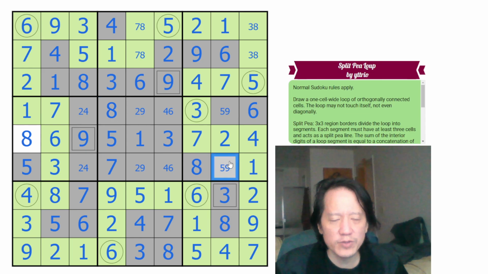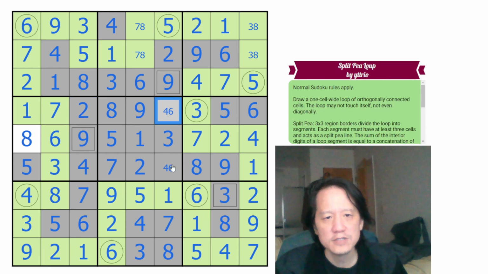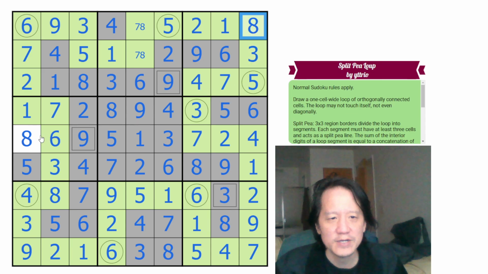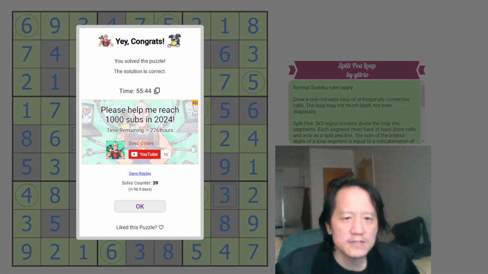The 5 can't be here, so this must be 9. So this is 5. This can't be 9. This is all just Sudoku, so that's 2. This is 9. This can't be 2, so this is 4. This is 2. This can't be 6. This is 4. This is 6. This can't be 3, so this is 8. This is 3. There's no 3 in the corner, though. This is no longer part of this loop, so this can't be 8. This is 7, and this is 8. And that's the solution.